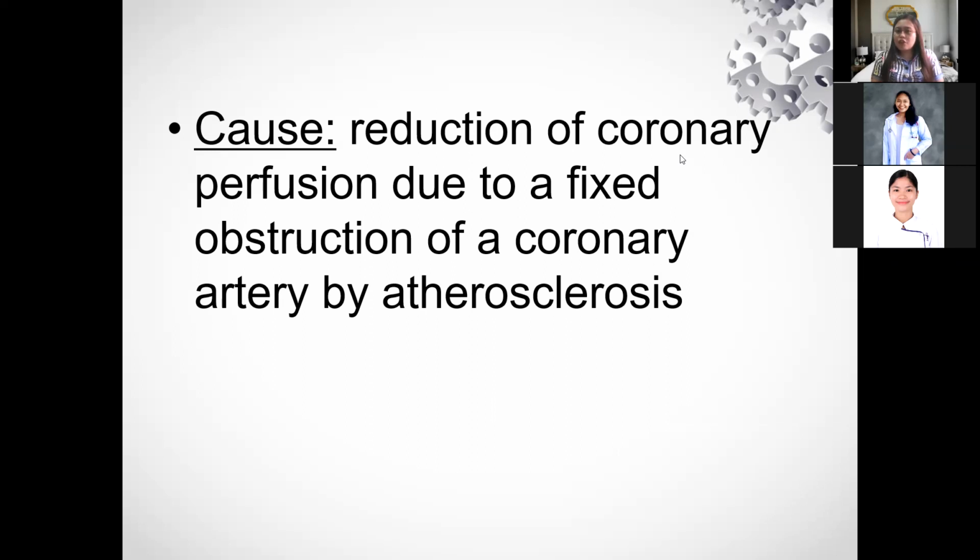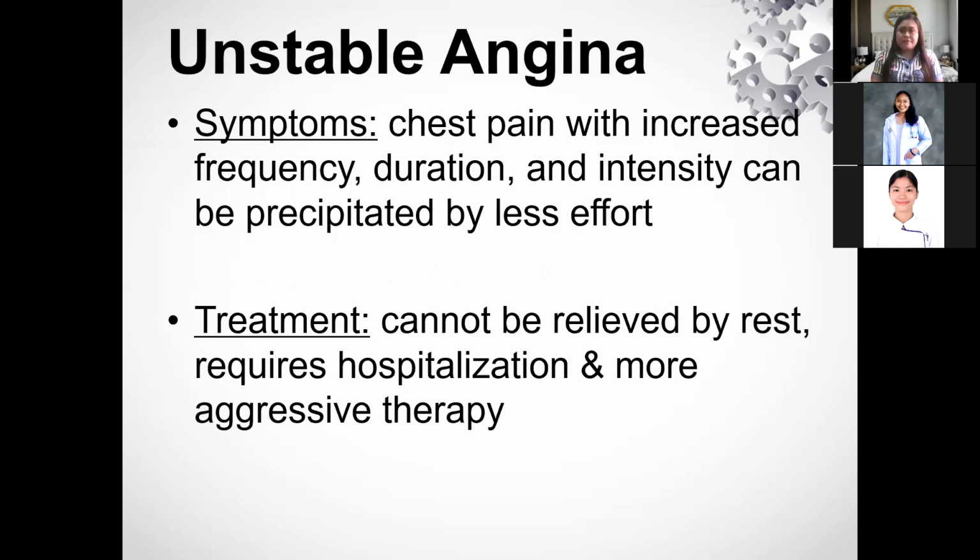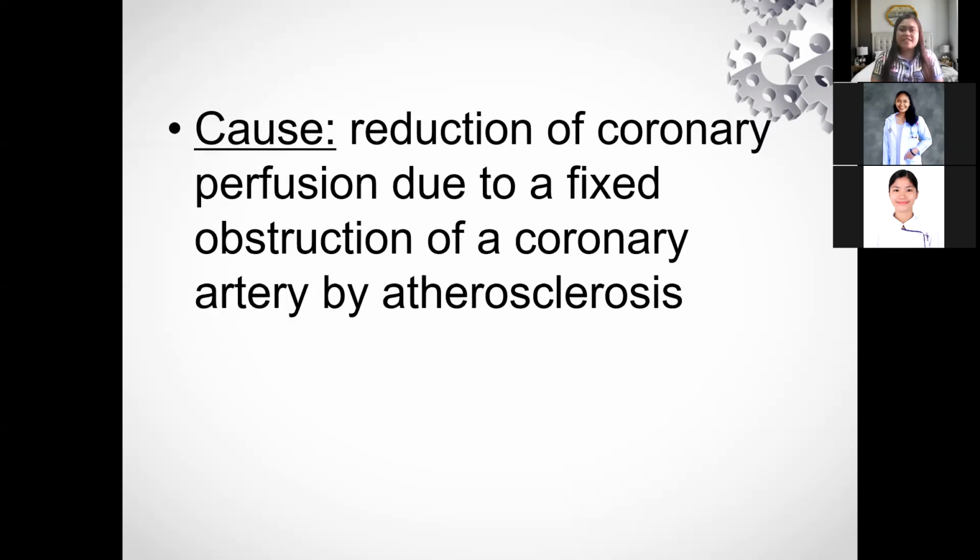Now, what is the cause of classic angina? There is reduction of coronary perfusion due to a fixed obstruction of a coronary artery by atherosclerosis. Meaning, ang cause gihapon is atherosclerotic plaque, cholesterol plaque deposited in the arteries of the heart. And because of that obstruction, there will be lesser amount of blood that reaches the heart muscle. So thus the patient will experience chest pain. So that is for classic angina.